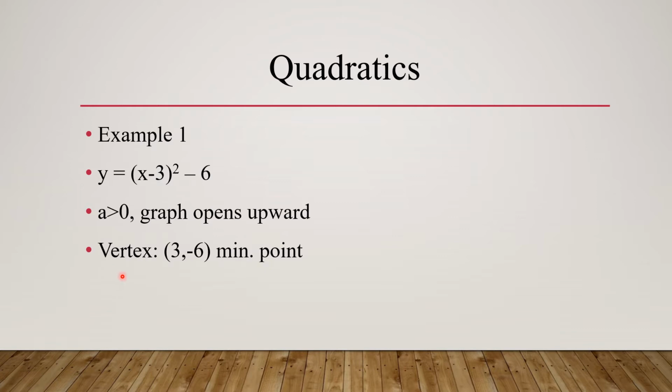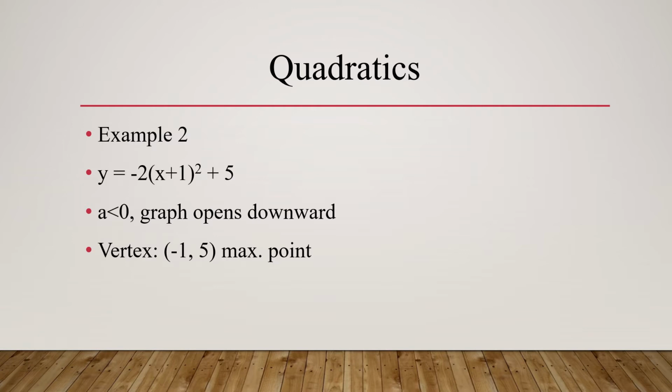So let's see an example. From here we can see that y equals (x minus 3) all squared minus 6. So we can see that a equals 1, a positive number, so it means the graph opens upward. And we can directly read from this form because it's already in vertex form. The vertex is (3, minus 6) and is the minimum point.